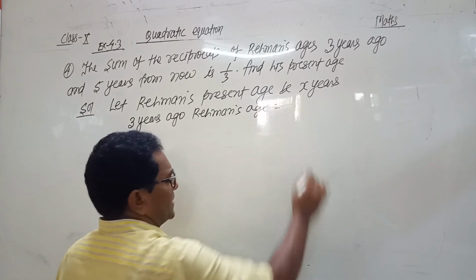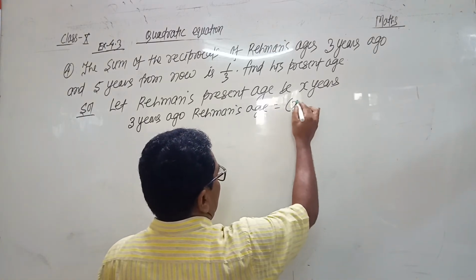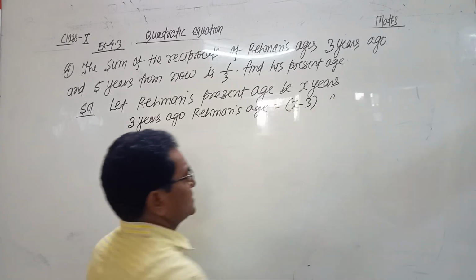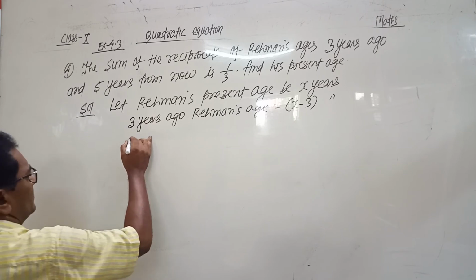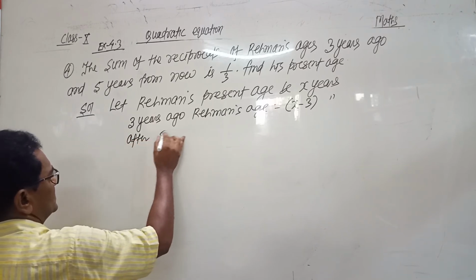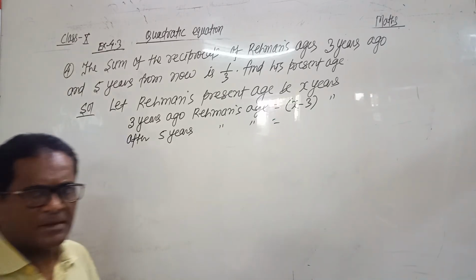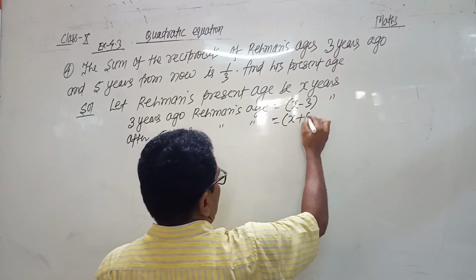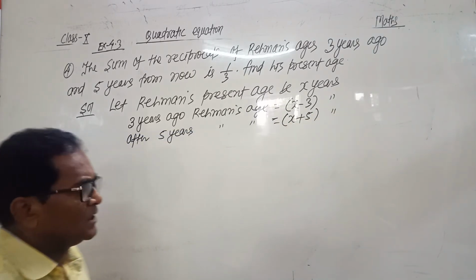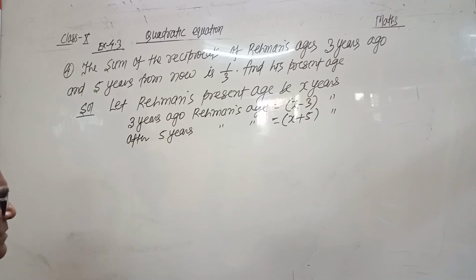Rahman's present age is x, so 3 years ago, that is 3 years before, what was his age? So x minus 3 years. And 5 years from now means after 5 years, what will Rahman's age be? x plus 5 years. Now the sum of their ages 3 years ago and 5 years from now.